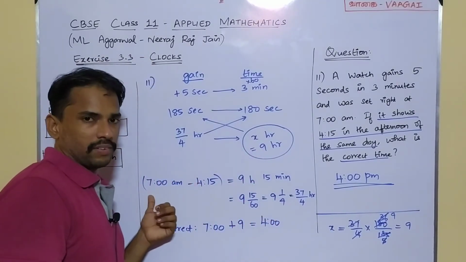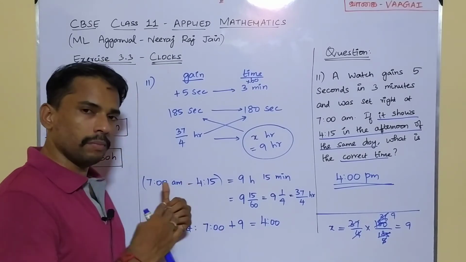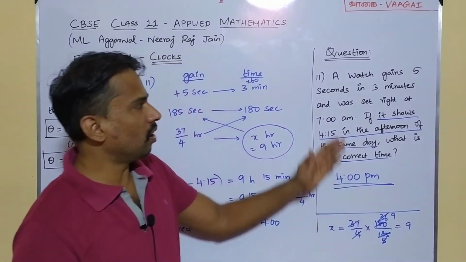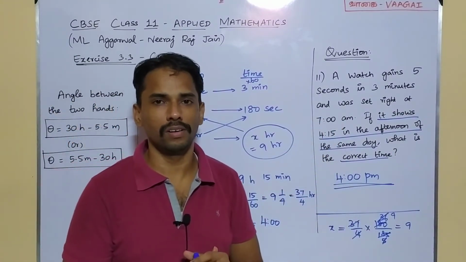From when? From morning 7 a.m. So that's what I'm calculating. So 7 a.m. after that 9 hours, the time will be 4 p.m. and that is going to be the answer for our question number 11.